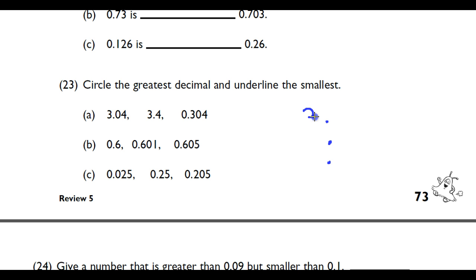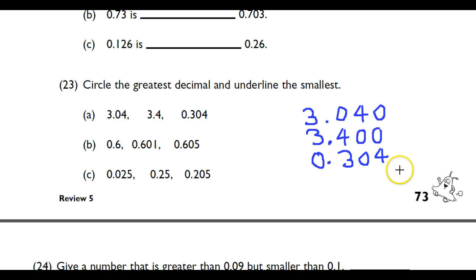3.04. Next is 3.4. Right, to make it easier to see, I put a 0 here. And the next one is 0.304, the last one. Okay, to make it easier to see, put 0, 0.